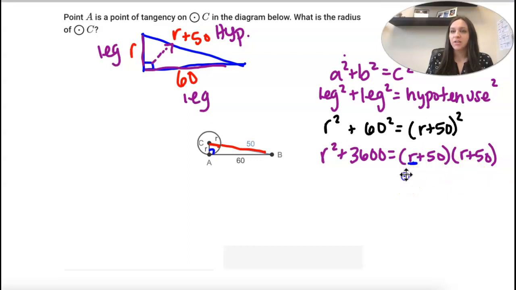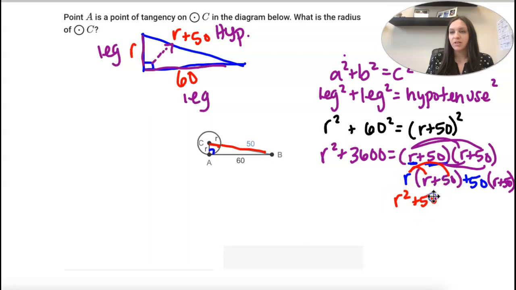So I'm going to take this R, and I'm going to multiply it to both of these terms. So R plus 50. And then I'm going to take this 50, and again, we multiply it to both of these terms. So R plus 50. Okay, so R times R is R squared. R times 50 is 50R. Then we do it again. 50R plus 50 times 50, 2500. Okay, and I still have this over here. I still have R squared plus 3600.